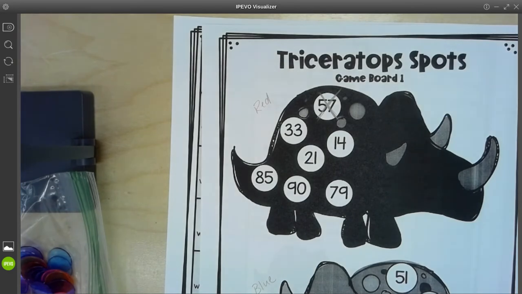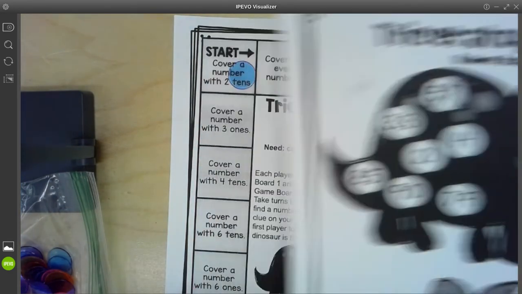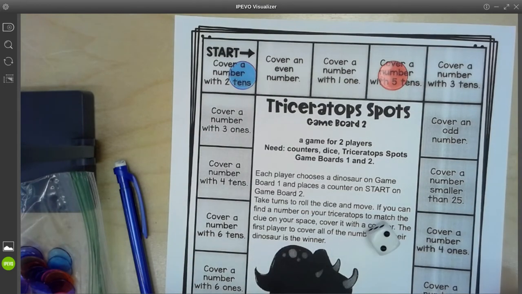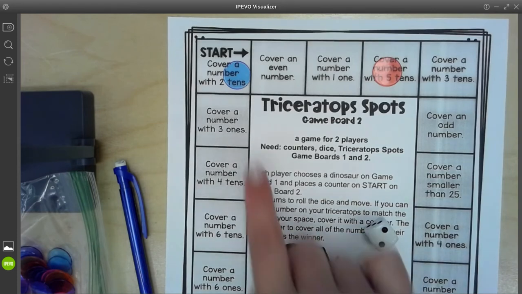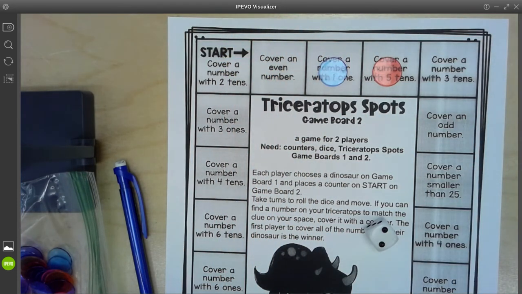So they've got 1 down. If they wouldn't have had one with 5 tenths, they just have to move on. Okay, now it's going to be blue's turn. So I'm going to roll the dice. They got 2, so I'll move them 2. 1, 2. And it says cover a number with 1 one.